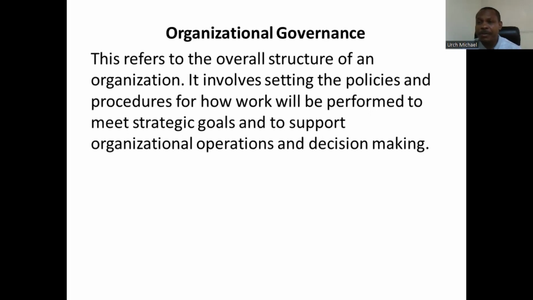So if you're preparing to write your PMP exam or your CAPM exam, or you're a practicing professional who has been working but didn't know that within your organization there is a governance system, you need to understand this now. It involves setting the policies and procedures for how work will be performed to meet strategic goals and to support organizational operations and decision making. If you take your eyes off the strategic goals of the organization, then everything you do will not be beneficial to the organization. That is the essence of having a governance system in your organization.